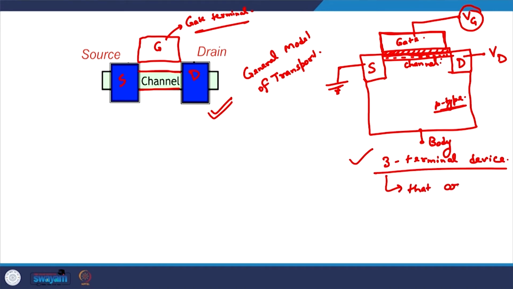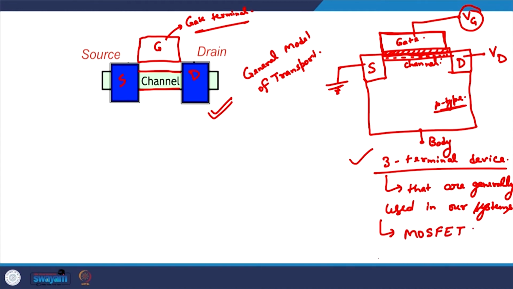are generally used in our systems. These are known as MOSFETs. Okay.